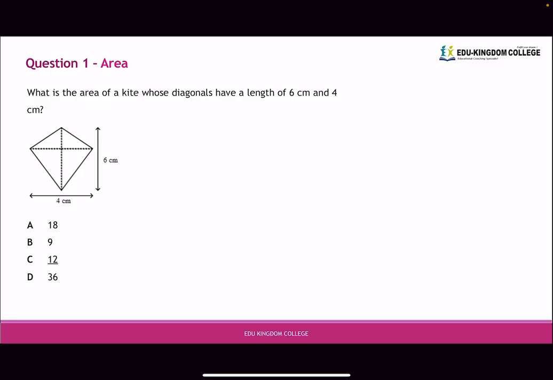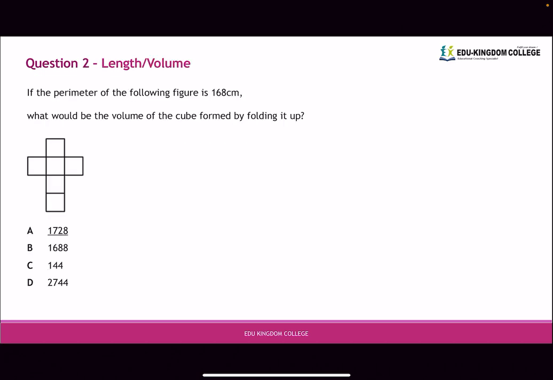The area of a kite is just the diagonals multiplied by half. So 6 times 4 times half should give you 12. So 24 times half. Now, question 2 is a perimeter question and also a volume question. The perimeter is 168. If you count all the sides on the edge, it's 14 sides equals 168 centimeters. So one side equals 12 centimeters.